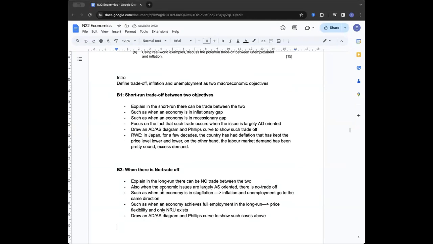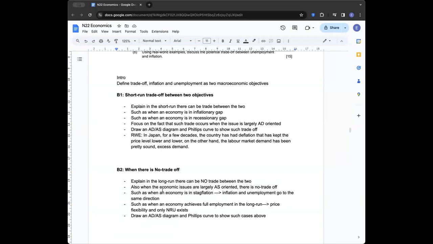My body two will discuss the case where there is no trade-off. Theoretically, in the long run, there can be no trade-off between the two objectives. Also, when the economic issues are largely aggregate supply-oriented, there is no trade-off as well. Such as when an economy is in stagflation, inflation and unemployment go in the same direction.